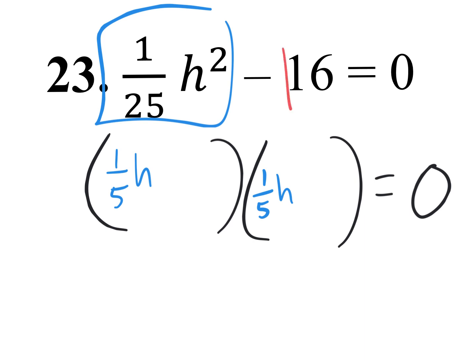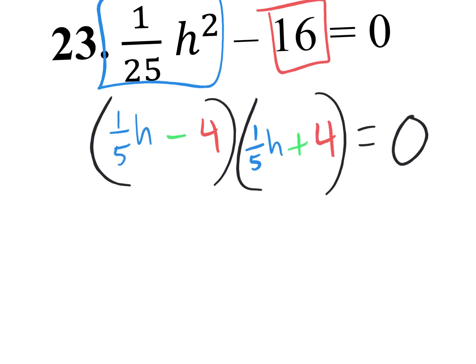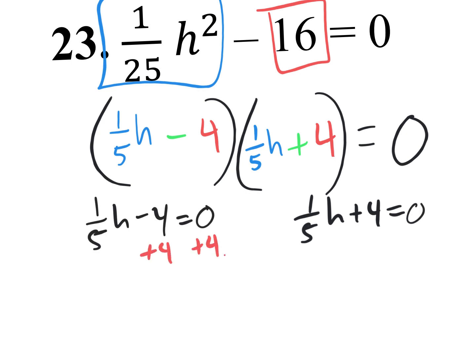And then you do the square root of 16, that's going to be a 4. And of course the signs have to be different, one minus, one plus, or one plus, one minus. And then now you have something times something equals 0. You could split them and set them each equal to 0. So you're going to have 1/5 h minus 4 equals 0, and 1/5 h plus 4 equals 0. And you could solve each of them by adding 4, adding 4.